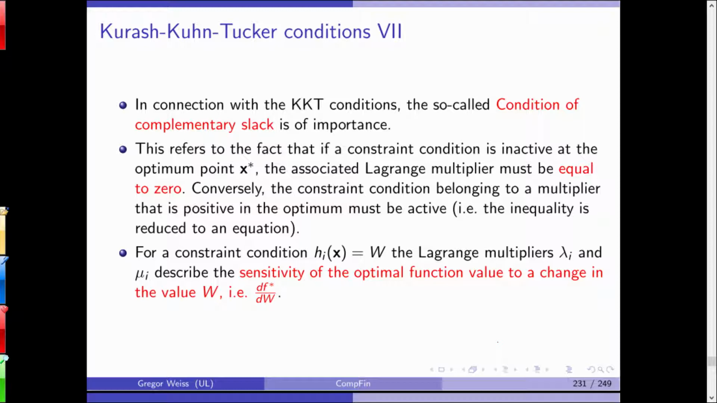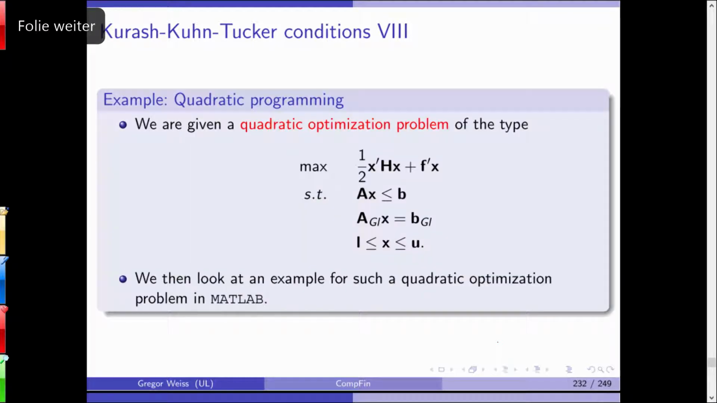Conversely, the constraint belonging to a multiplier that is positive in the optimum must be active. So the inequality is reduced to an equation. For a constraint condition h_i equal to w, the Lagrange multipliers lambda i and mu i describe the sensitivity of the optimal function value to the change in the value w. That is df star over dw. And you probably know this from Lagrange optimization. The Lagrange multipliers tell you how sensitive the optimal function value is to a change in the constraint. If you were to have another resource, another unit of machine hour, another euro in your budget, you know by how much you could increase or decrease, if you want to minimize the function, the value of your objective function. And these sensitivities are given by the Lagrange multipliers.